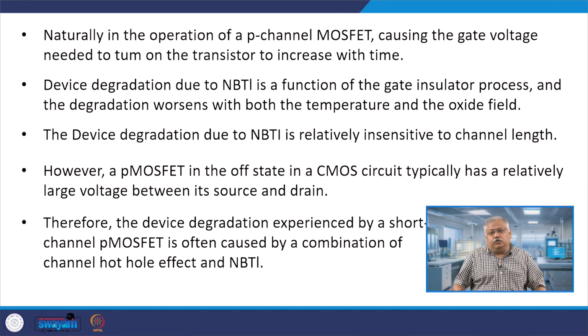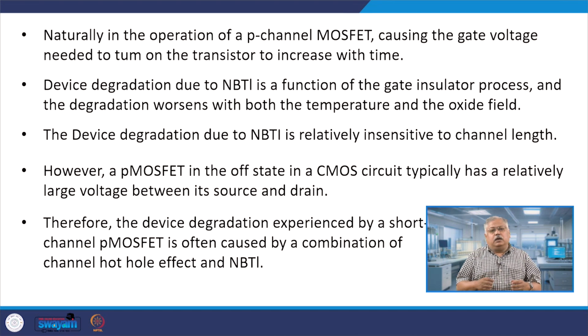The device degradation due to NBTI is always a function of the process of the insulator growth, because if your process of gate insulator is very nice without any surface states, then you are better off, right. NBTI becomes worse, obviously, as a function of temperature and the electric field across the oxide. However, device degradation is almost insensitive to channel length. So, even if you have a short channel length or a large channel length, NBTI does not affect it to a larger extent.